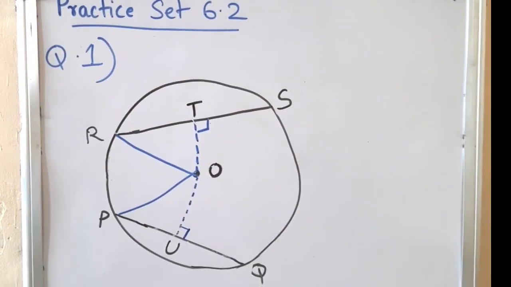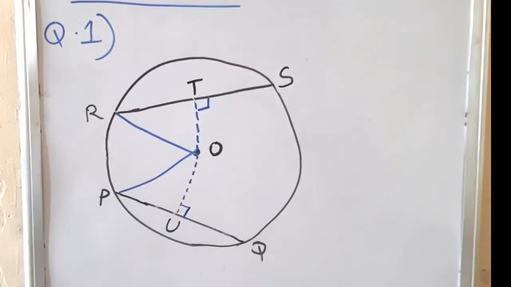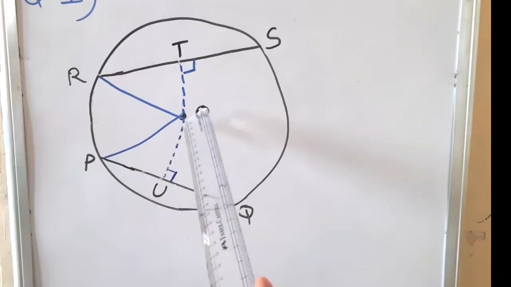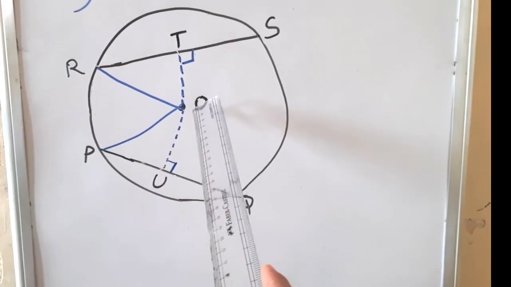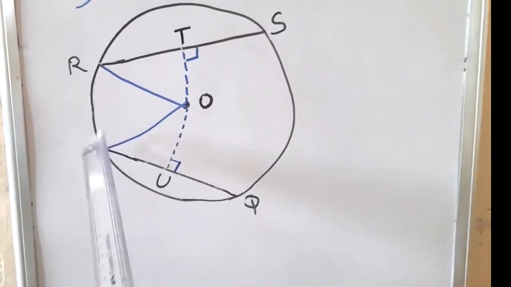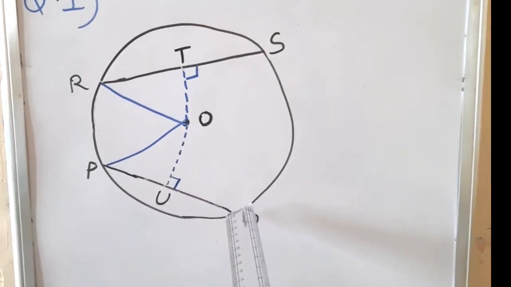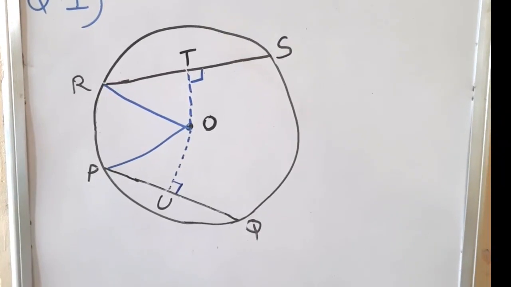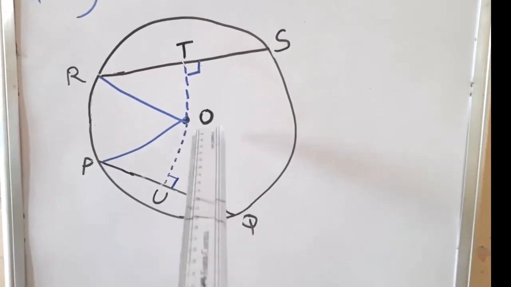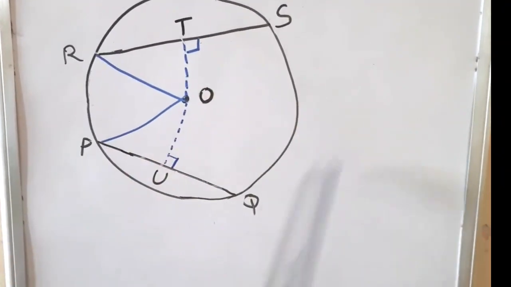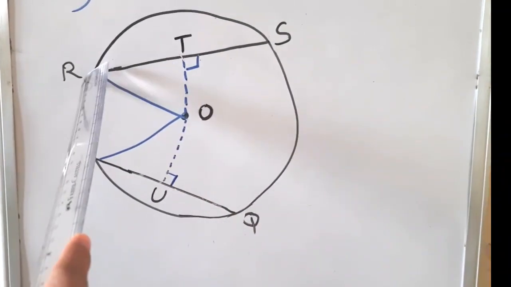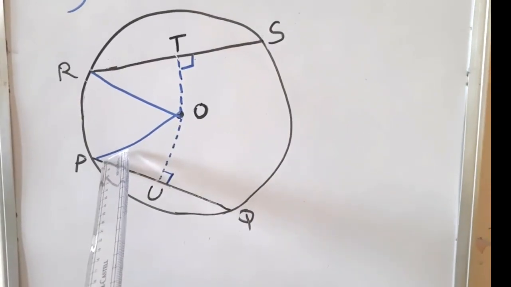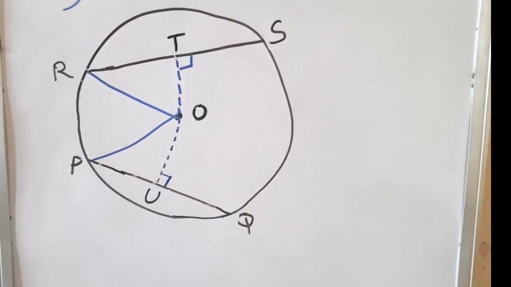Let's come to practice set 6.2, question number 1. We have this figure. We have a circle, a center point O, two chords RS and PQ. According to the question, radius of a circle is 10 centimeter, which means from center to any point on the circle is radius, right? Therefore, OR is the radius here, and one more we have OP as the radius. So, radius is 10 centimeter.